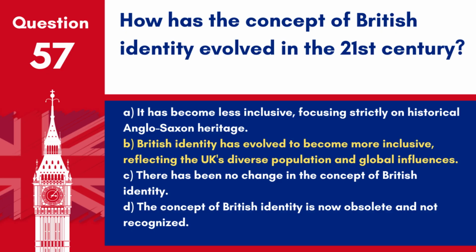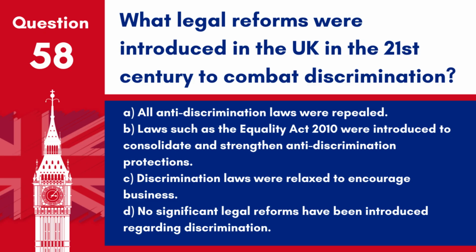Answer B. British identity has evolved to become more inclusive, reflecting the UK's diverse population and global influences. In the 21st century, British identity has increasingly embraced diversity, recognising the contributions of various ethnic and cultural groups to British society. Question 58. What legal reforms were introduced in the UK in the 21st century to combat discrimination?